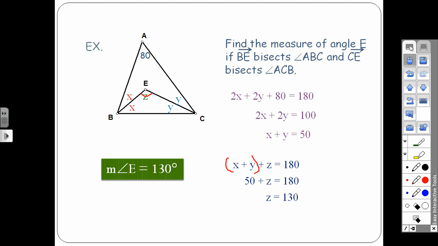Isn't that cool? I like these problems. So there you have it. You're going to have a couple of those problems that you'll have to do for yourself. Just remember that the first equation has the 2x, the 2y, and that angle equals 180. Simplify that down. Then your second equation is the x and the y, and the angle you're looking for equals 180. You can substitute what you got here into there and solve for z.